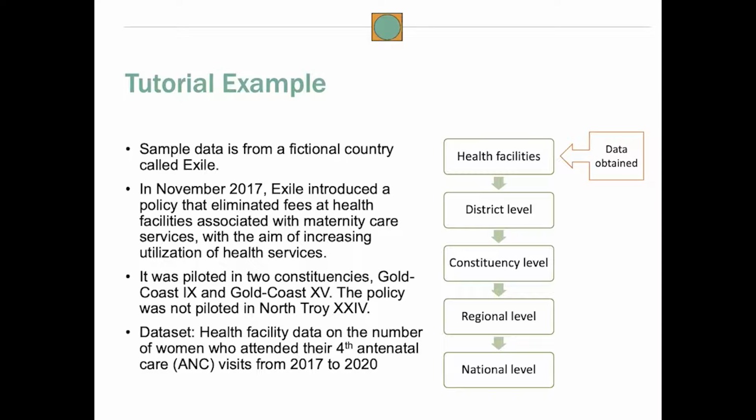The data was from the District Health Information Software, and the data can be aggregated at various levels. So on our right in the diagram, we see the different levels that you can aggregate the data. There are 5 different levels. We received our data at the health facility level, which is the lowest level. The next level up that you can aggregate your data to is the district level, followed by the constituency level, then the regional level, and lastly, the highest level, which is the national level.